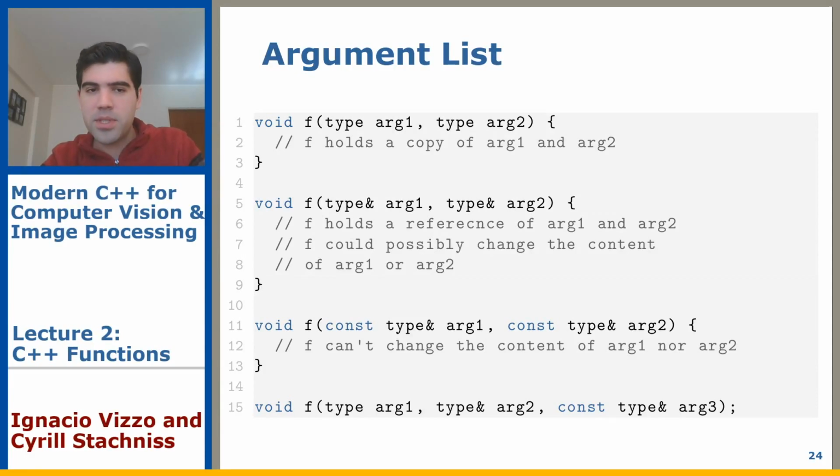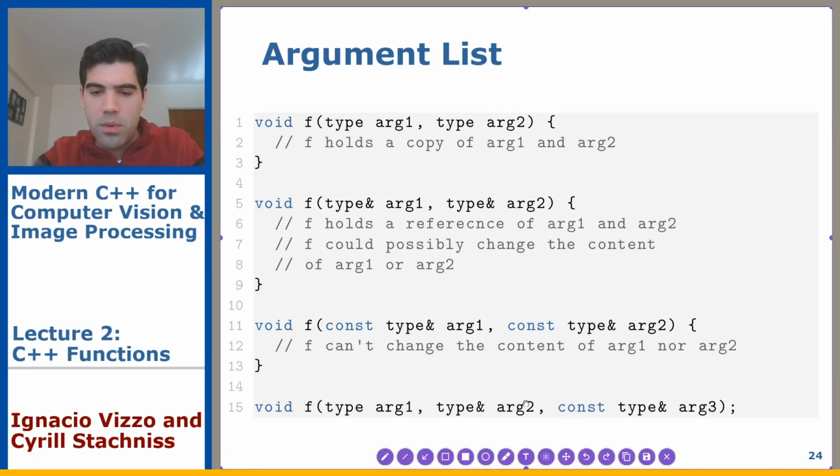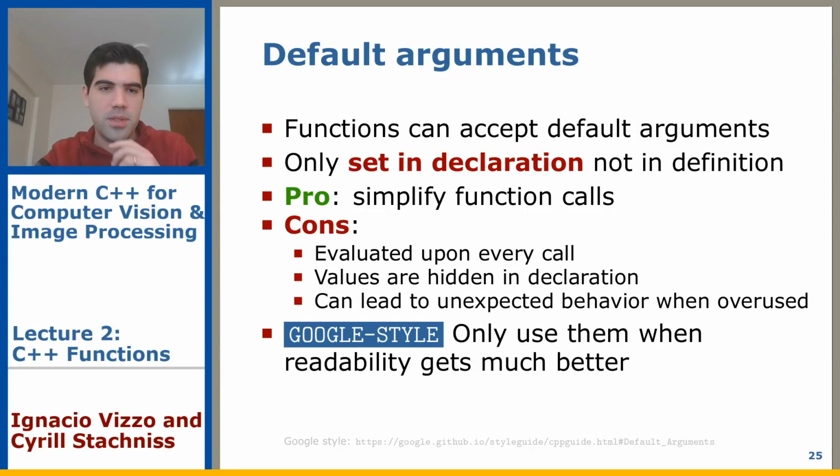So there are like 4 examples here. You can have one function, let's go over these, that has the same type but 2 different arguments. In this case, this will hold a copy of the values. In this case, we will pass references, so f holds a reference to the original arguments, and f could possibly change the content of these 2 arguments. And if you declare this as const reference, then f will hold a reference to these arguments but will not be able to change them. You will all get used to this when you start doing your exercises, right? So there are some examples in here.